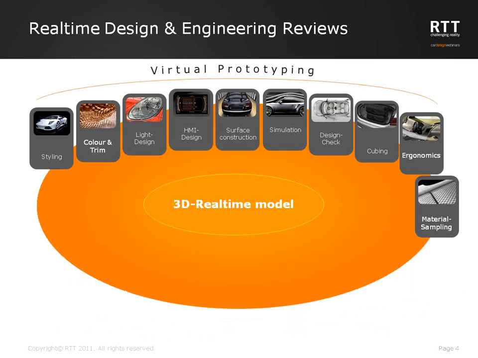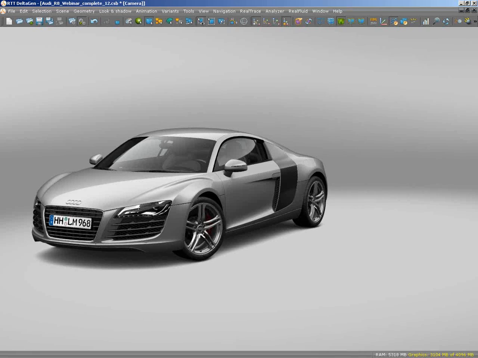We just covered the upper left side on virtual prototyping, the design reviews. You remember here HMI design, light design, styling, what we just covered. And now we will have a closer look at engineering review topics like simulation and ergonomics and others. Okay, so let's get back to the real 3D scene, which is of course most interesting.